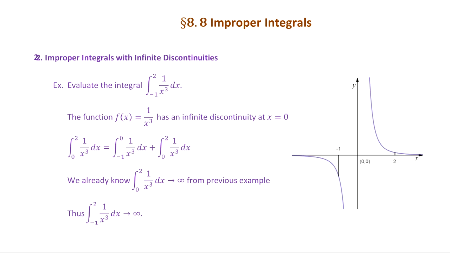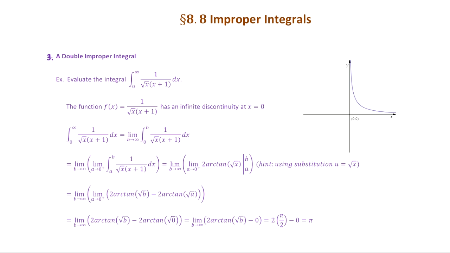So that's this example. Now let's do one more example with a double improper integral. So what does it mean by that? It means we have both types of improper integral in one problem. Okay, so in this problem we need to evaluate the integral of 1 over square root of x times x plus 1 from 0 to infinity.